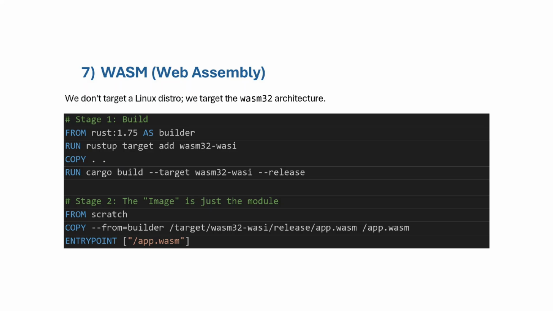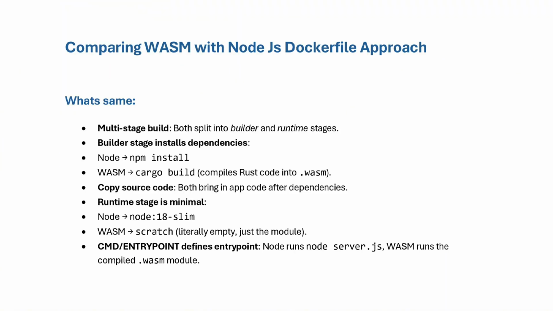Now let's understand WASM or WebAssembly. This has the same multi-stage build with 2 stages. Here we don't target a Linux distro, we target the WASM32 architecture.